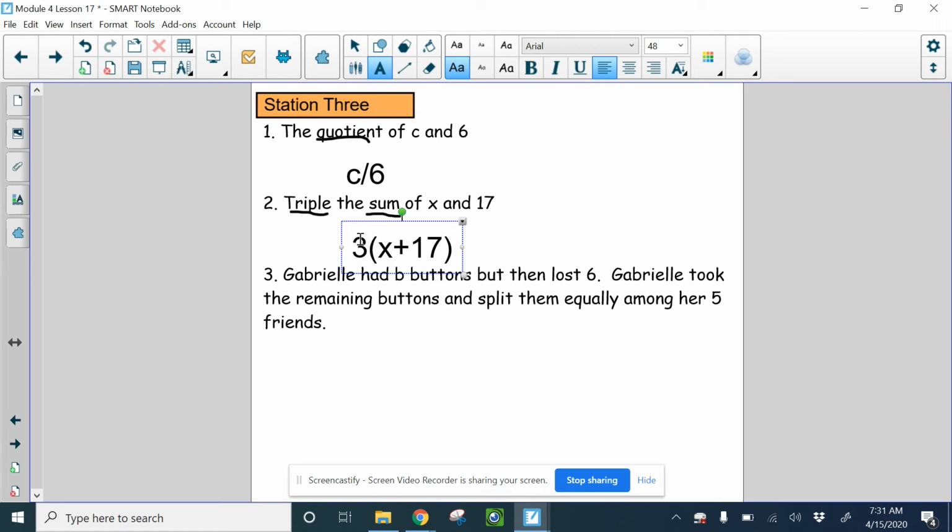Remember, we started learning in class right before we left back in the middle of March that if I have a number outside of parentheses, that just means to multiply.